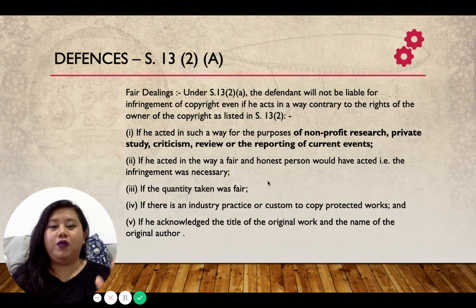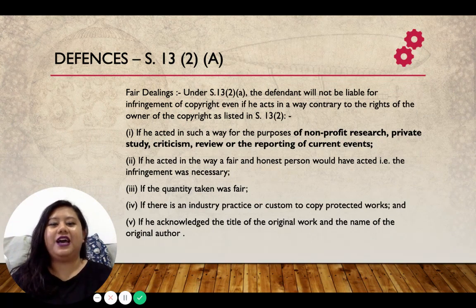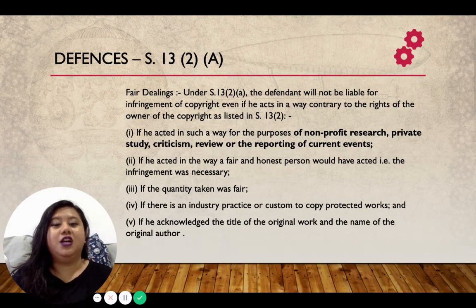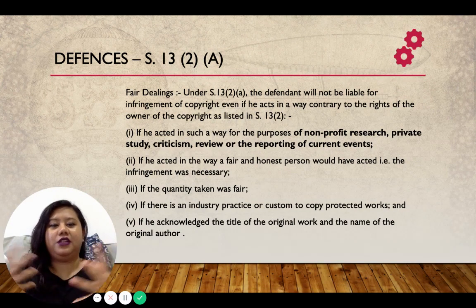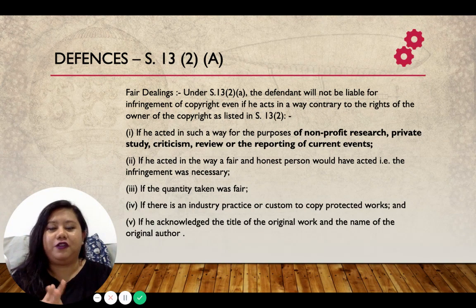Even if the movie is 2 hours, you maybe take 1 or 2 seconds to show how bad the quality of the movie was. It is an industry practice, and the person acknowledged the title of the movie, the original work, and the name of the original author. So if you're doing this, the situation can change to criticism, private study, non-profit research, or reporting of current events.